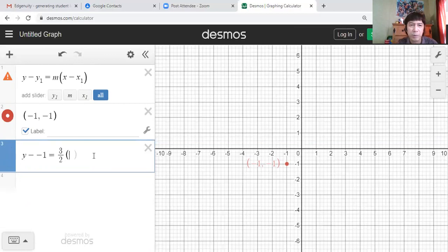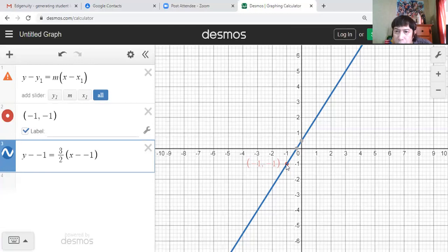And then this will be multiplied by x minus our x1. Our x1 happens to be another -1. So after the minus in the formula, you write -1 there. And here's our line passing through the selected point, -1, -1 at the 3rd quadrant. And notice the slope, 3/2.